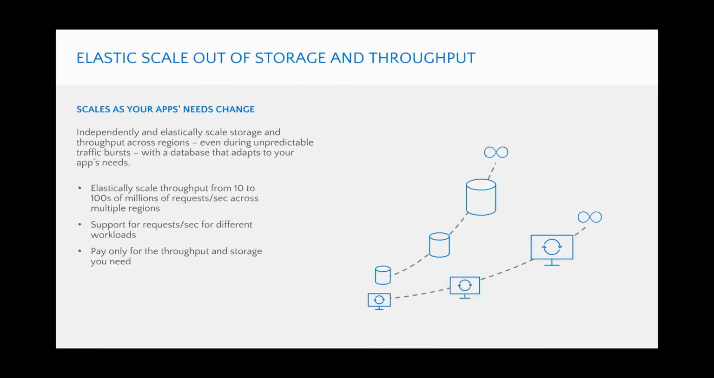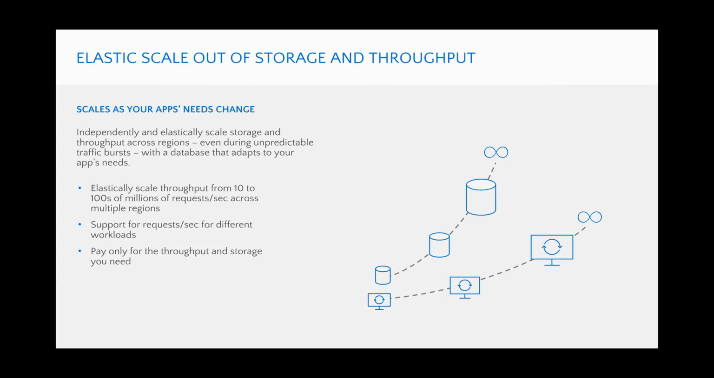I will quickly go through each one of these differentiators. So how does scale out of storage and throughput work? Basically, we have a horizontal partitioning system and a throughput provisioning system. The horizontal partitioning is the way that we just add partitions in the backend to increase the size of your data and the scale of your database without actually having to interrupt or have downtime for maintenance in any of the areas of the database.